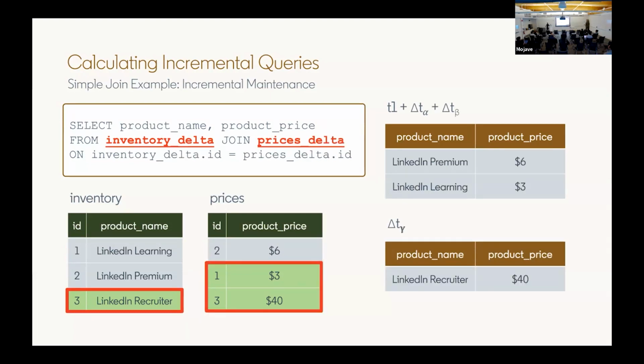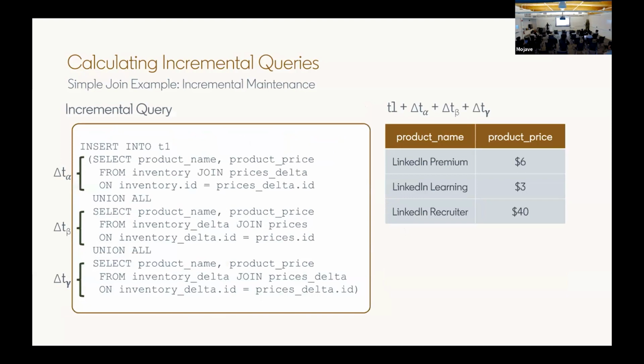And finally, we join the results from the two updates to both sides of the tables by joining the two green colored rows to produce delta T gamma. All of these together constitute the output that needs to be appended to the final table.